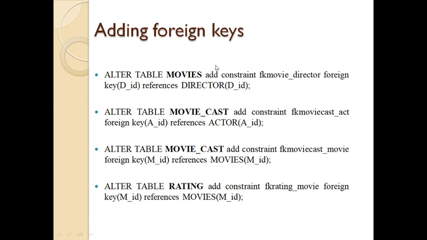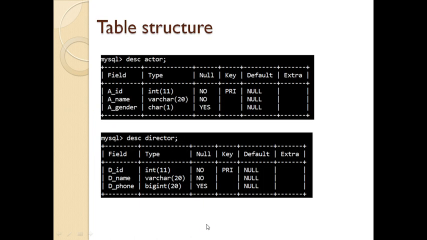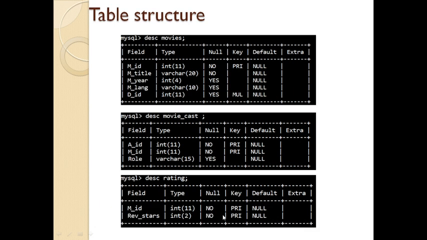Add the foreign keys in all these tables: in movies we have director ID, in movie cast we have actor ID and movie ID, and in rating we have movie ID as the foreign key. So add these foreign keys. Then create the table, and you can see the structure like this. This is again the structure of movies, movie cast and rating. Here you can see these two are the primary keys, actor ID and movie ID is the primary key, and director ID is a foreign key.